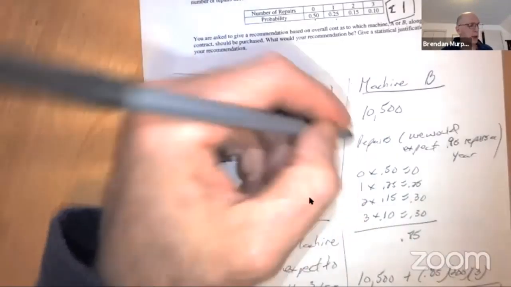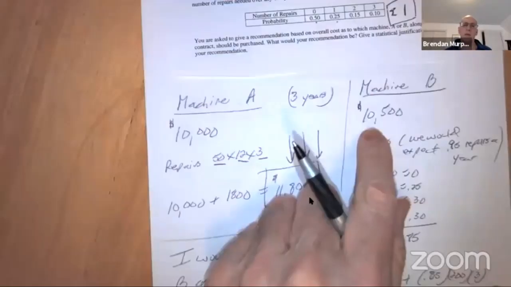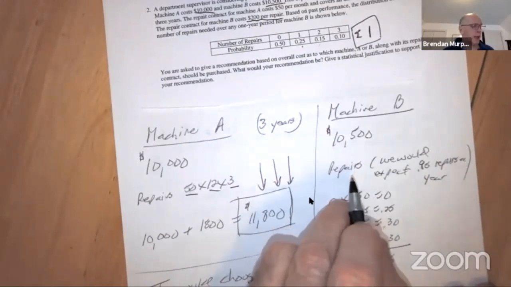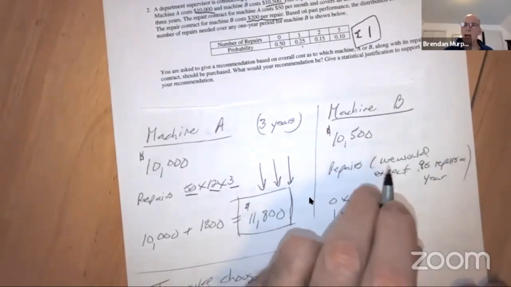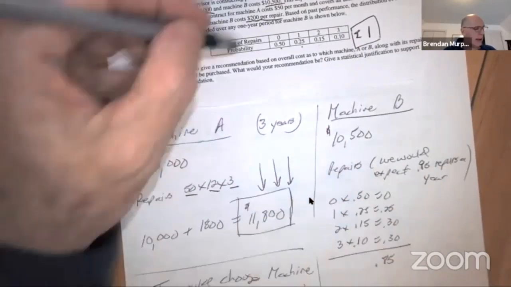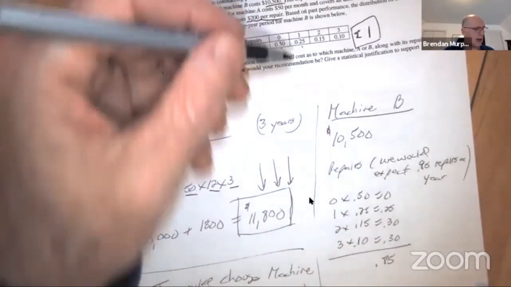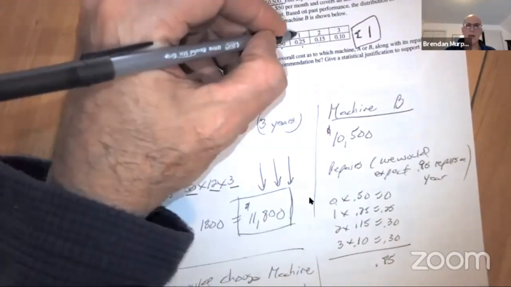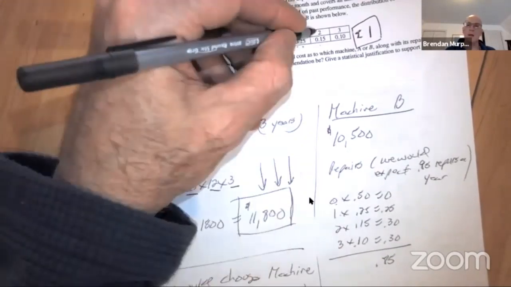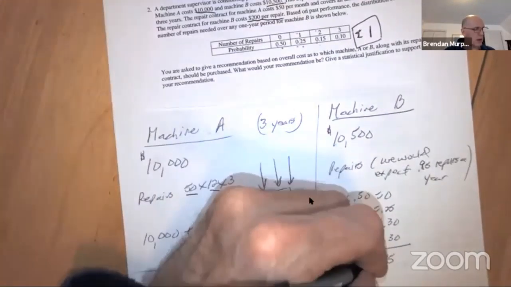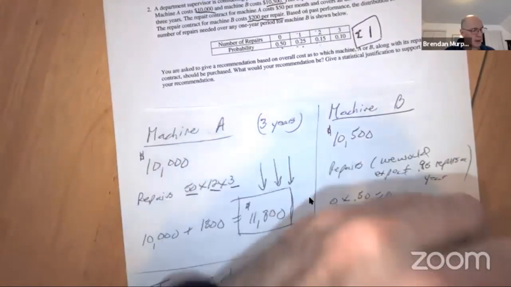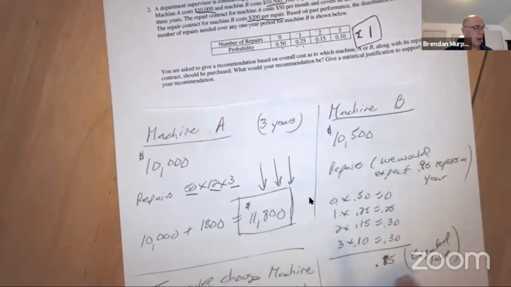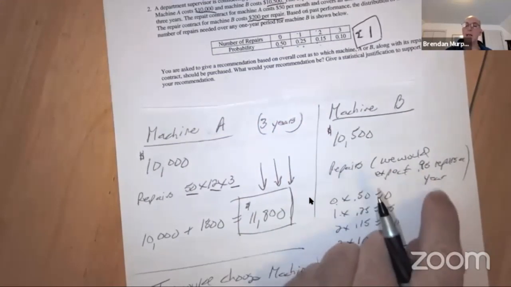Okay, machine B, its initial cost was $10,500, so a little bit more. But for the repairs, we don't really know how many there would be. So I had to calculate the expected value. Down here I took the outcome times its probability, plus the outcome times its probability, plus the outcome times its probability. We would call this the expected value, the expected number of repairs.